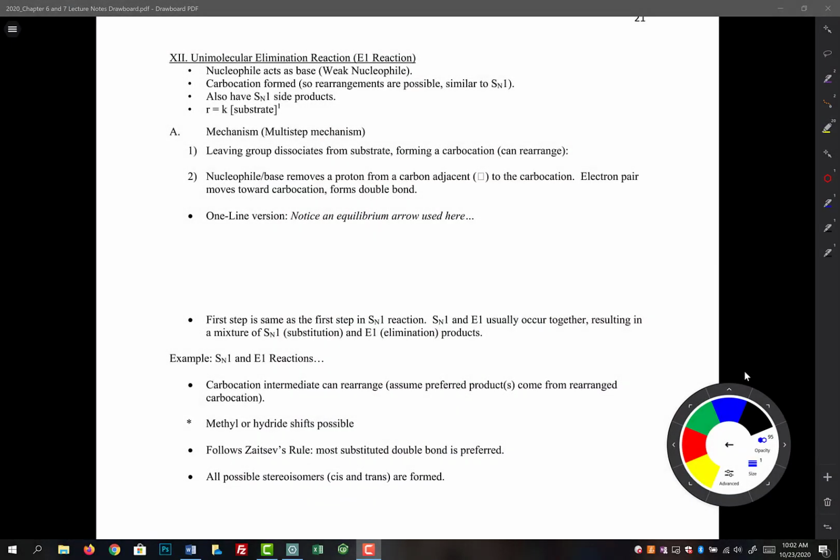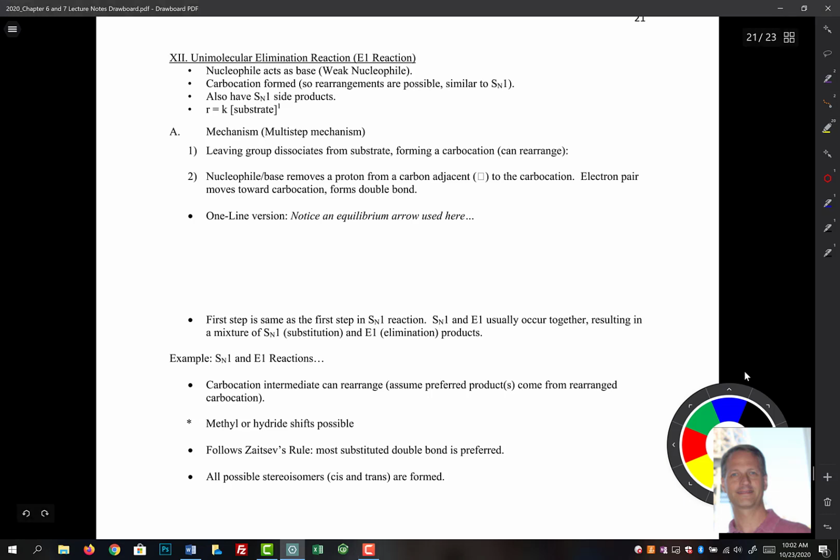The second type of elimination that we're going to talk about is E1, which is a unimolecular elimination reaction. So a couple of little bulleted points to look at here. In this case, the nucleophile acts as a base, so we need a base present, right? What happens here, similar to SN1, is a carbocation is formed. So all those factors that we have to be concerned with for SN1 apply here.